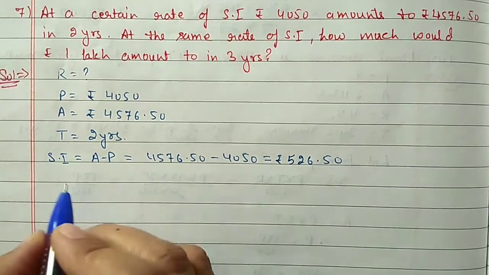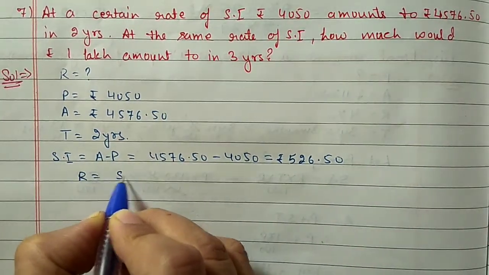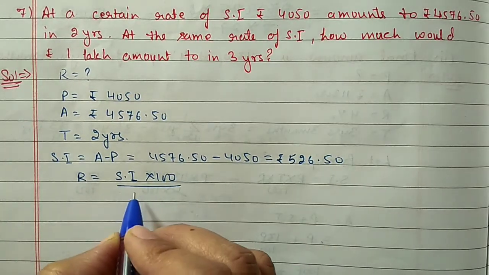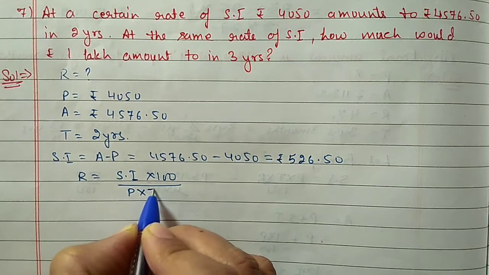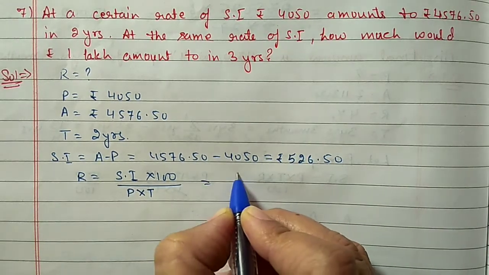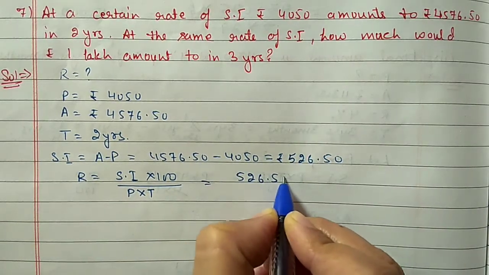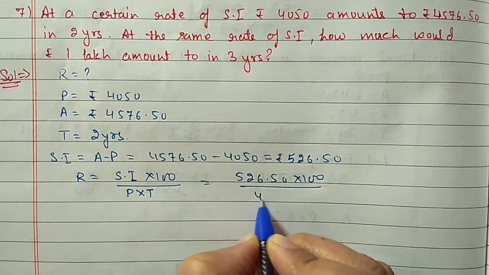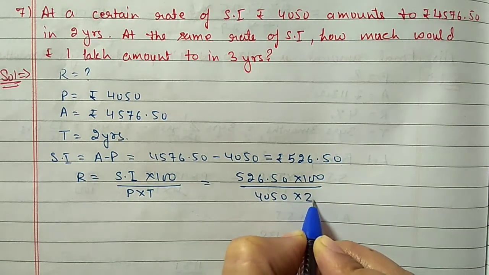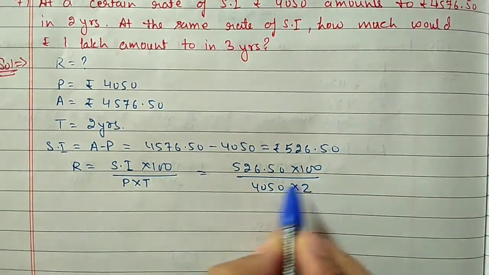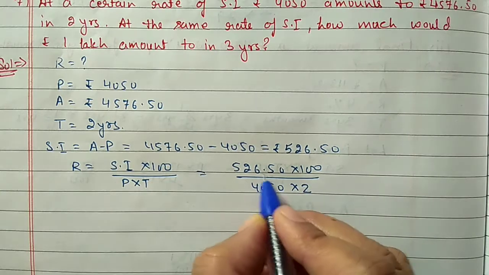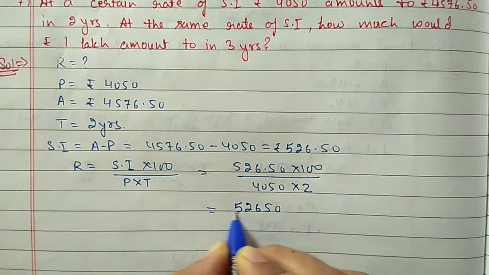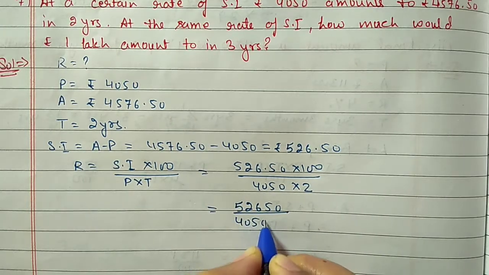Now we can find out the rate of interest. R is equal to simple interest multiplied by 100 divided by P into T. So simple interest is 526.50 into 100 divided by 4050 into 2. Now when we multiply with 100, the decimal goes away and we get 52650 by 4050 into 2.